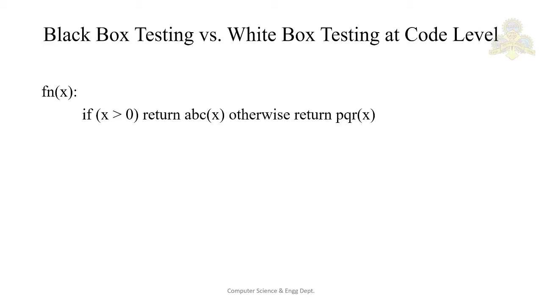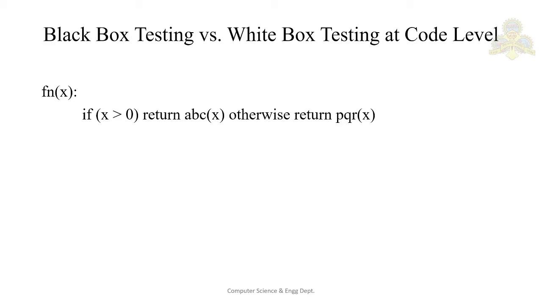In black box testing, what were we doing? We were giving values for x, like x is 1, 2, 3, and again -1, -2, something like this. We were trying different combinations of values of x. But in white box testing, we are directly giving some random values and checking, right?